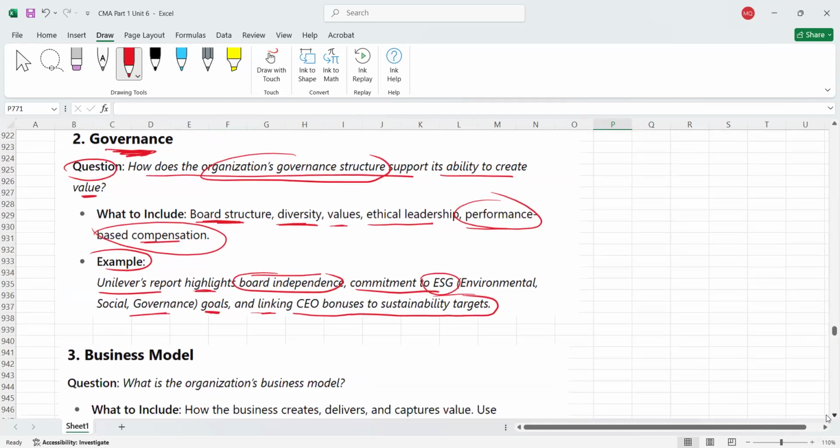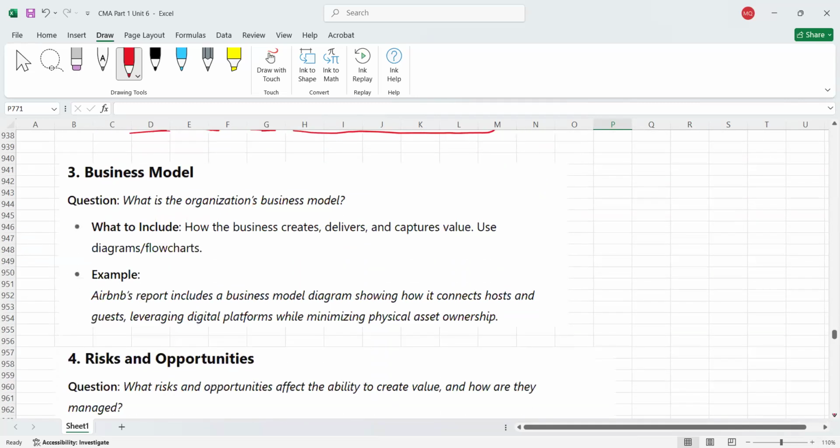Then the third section which you need to include in the corporate reporting is the business model. Generally, guys, in this section, what question do you include? If you remember, last time I explained the business model also, that generally in business models, to create value, we have four sections: inputs, activities, output, and outcomes. If you remember, we discussed these things in the last class. Now guys, here in the business model, this is the question which we need to answer.